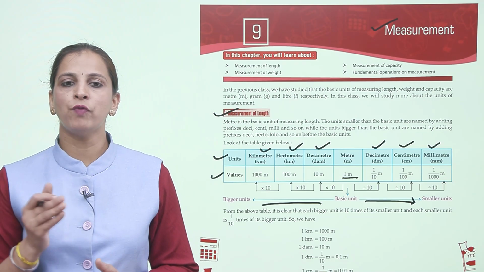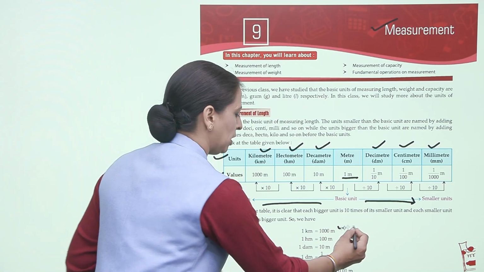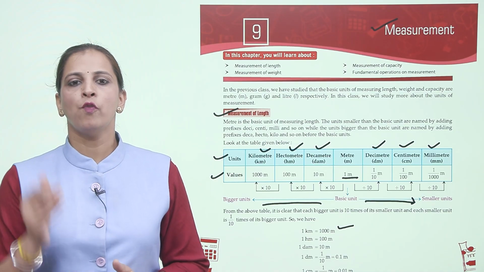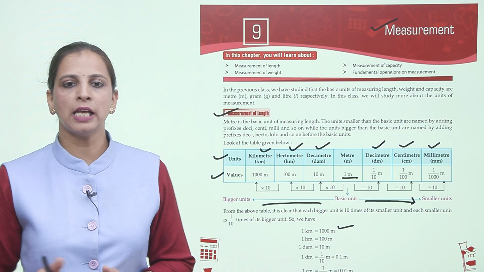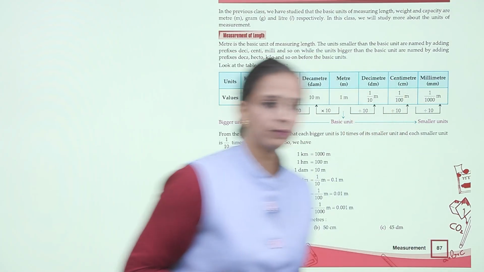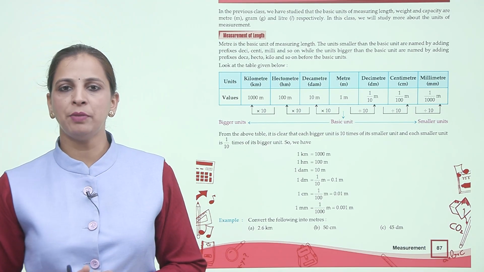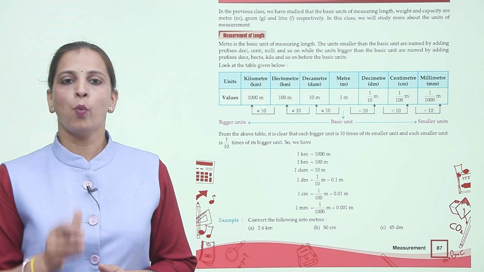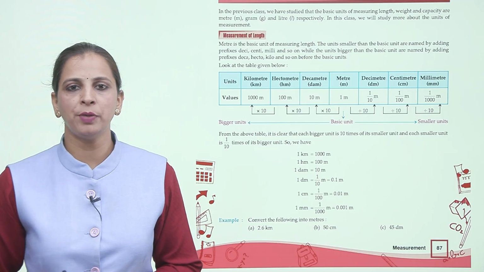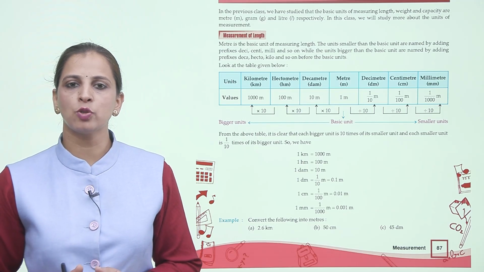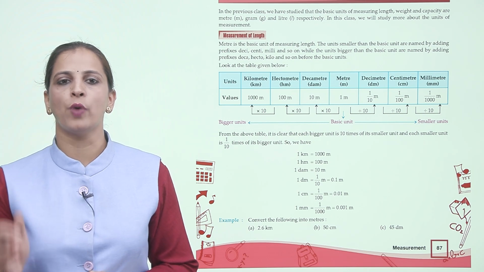So, we have 1 kilometer is equals to 1000 meter, 1 hectometer is equals to 100 meter, 1 decameter is equals to 10 meter. And 1 decimeter is equals to 1/10 meter, that is 0.1 meter. 1 centimeter is equals to 1/100 meter, that is 0.01 meter. 1 millimeter is equals to 1/1000 meter, that is 0.001 meter.